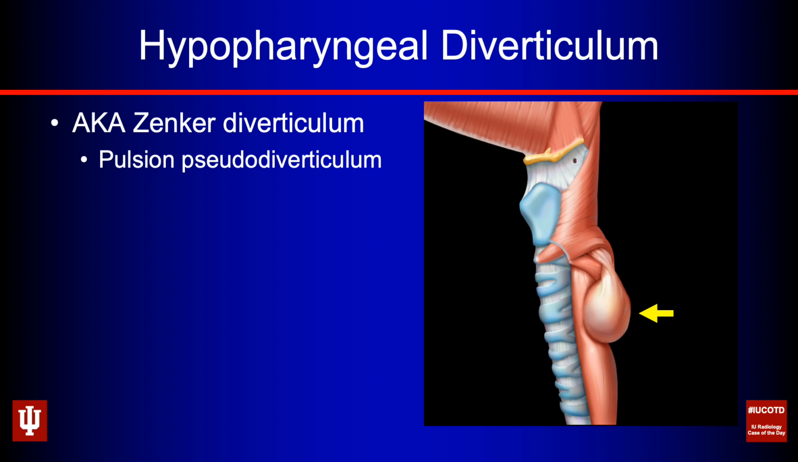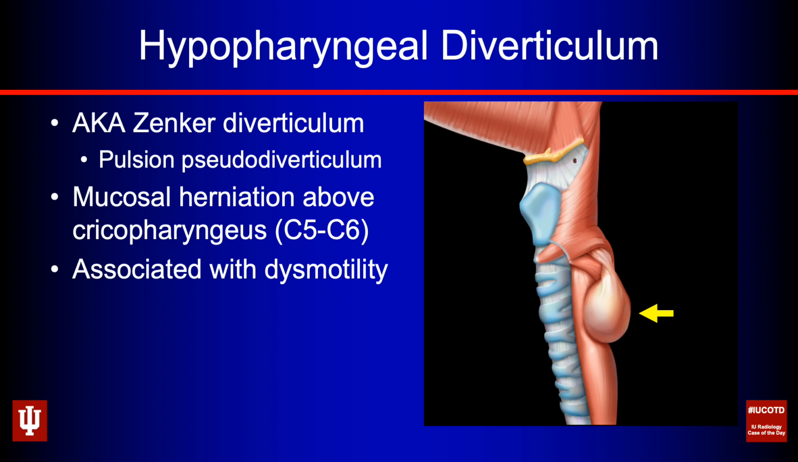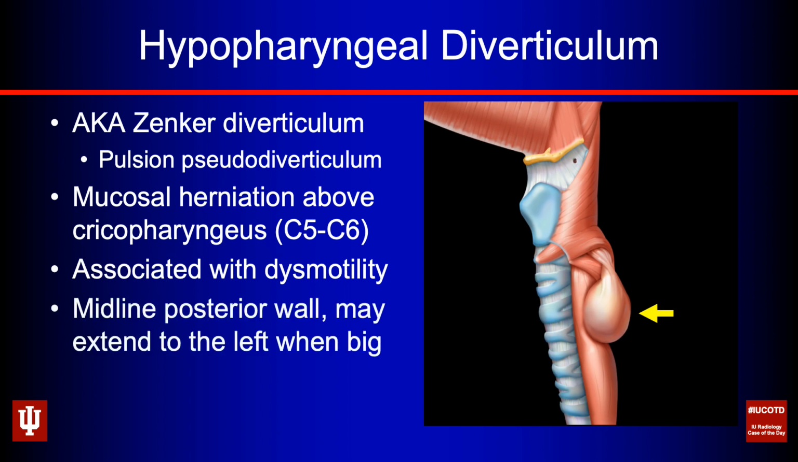This is technically a pulsion pseudo-diverticulum, in which you have mucosa that herniates above the level of the cricopharyngeus muscle, usually at about C5, C6. So you can see here in this diagram, we've got our yellow arrow pointing at this Zenker or hypopharyngeal diverticulum, where it's herniating out through a defect just above the cricopharyngeus. And this is associated with esophageal dysmotility. Typically, it's going to involve the midline posterior wall of the esophagus, but it may extend off to the left side, or more commonly to the left side when they get larger.